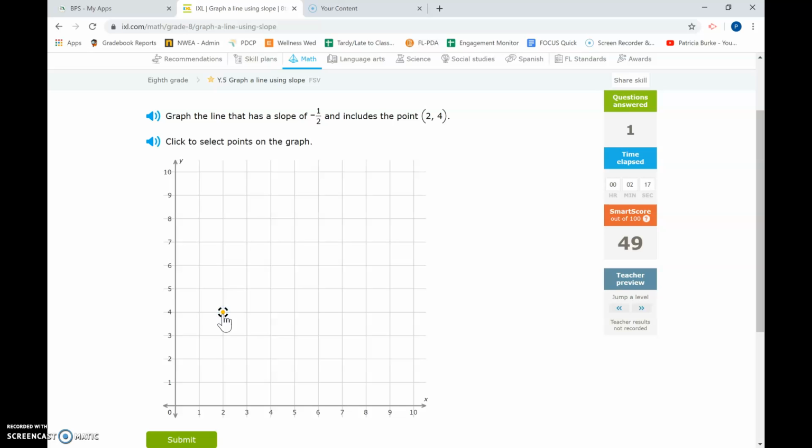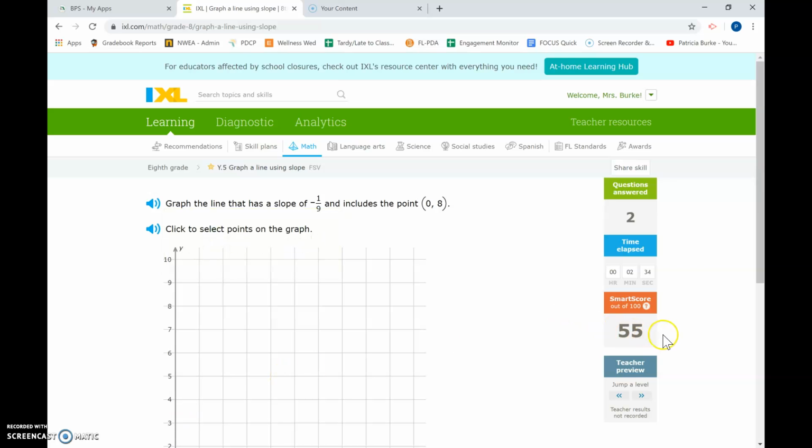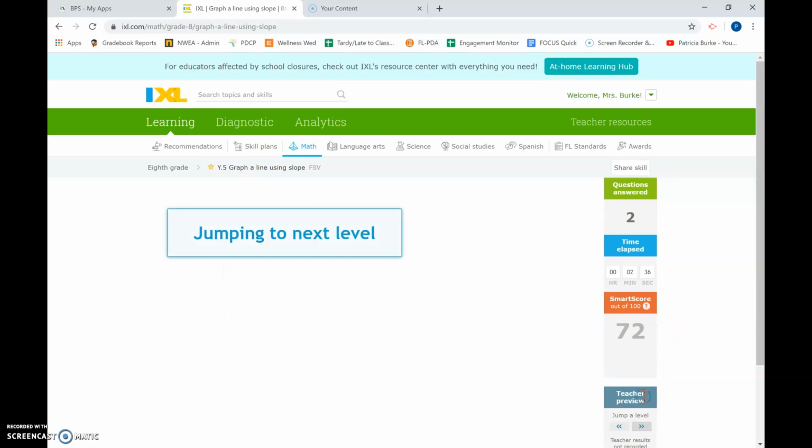Now a slope of -1/2. So the negative tells us we're going to go down 1 floor and then run across 2 doors. There we go. All right, so let's jump up another level.